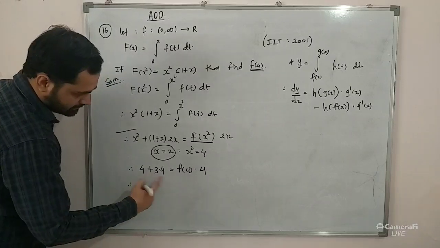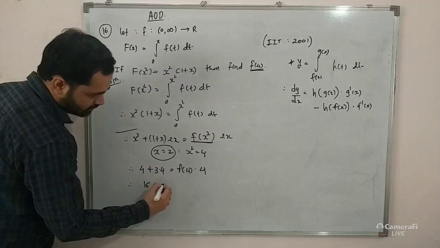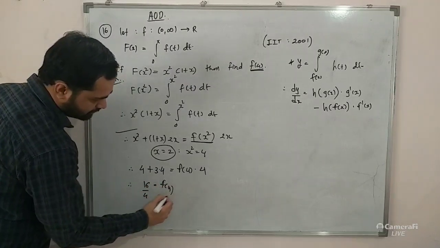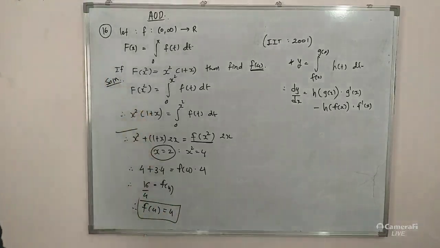So now here 4 3s are 12 plus 4 is 16, 16 by 4 is equal to f of 4. That means f of 4 is equal to 4. So this is the answer of this question. So the answer for our question is 4. This question can also be taken as a numerical question because the answer is coming in numerical data.